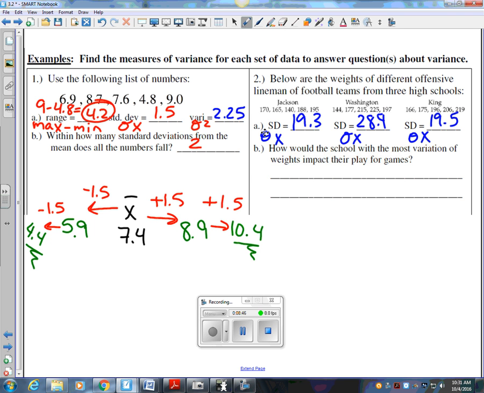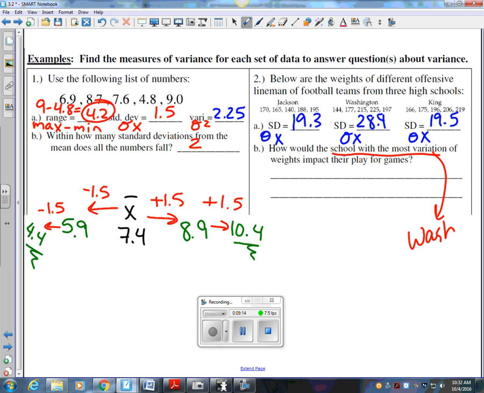How would the school with the most variation, let's stop right there and think about what that means. The school with the most variation, which one is that? Jackson, Washington, or King? Washington. So variation is going to be the highest standard deviation. It's also going to be the school that is the most spread out. If you look at these numbers, Washington has the biggest spread between its players. Okay? So it's talking about Washington.